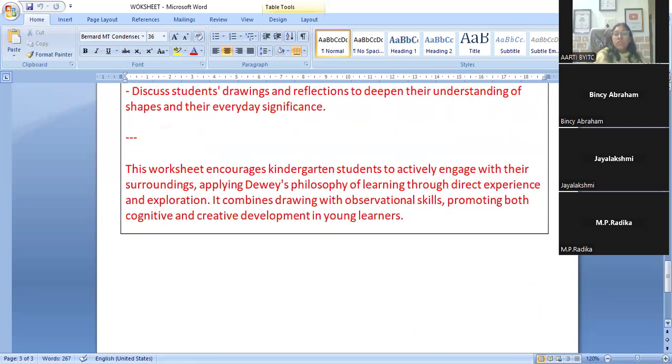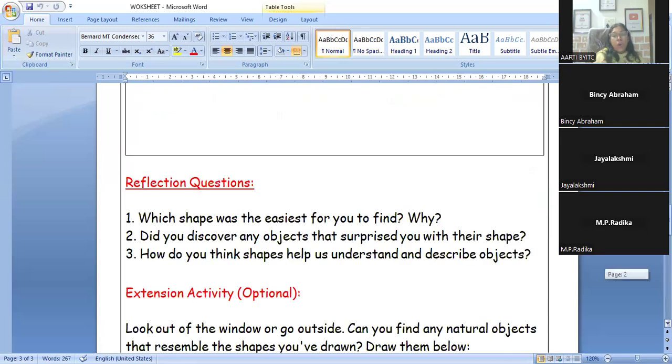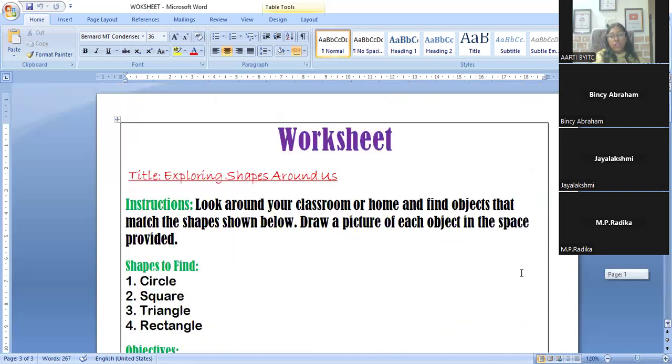So this worksheet is actually encouraging the children to actively engage with the surroundings, applying the philosophy of learning through direct experience. So whatever experience you are giving to them, promote their cognitive development and make them good learners. So this is all about this worksheet based on Dewey's theory, and I believe it will help you in your classroom to design such for your children as well.